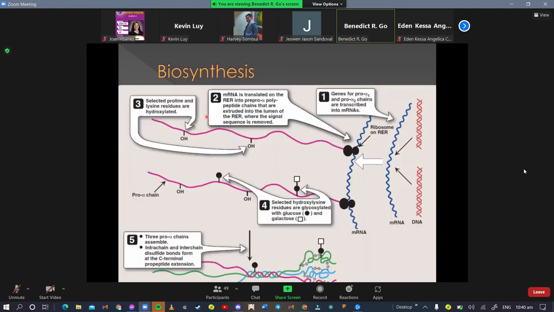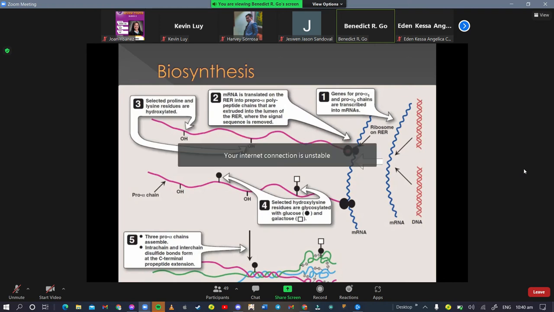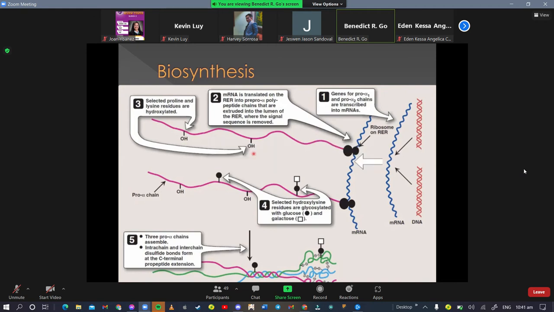Okay. So step 1, transcription, translation, we already know that. And we moved on after the cleavage of your signal sequence to the hydroxylation, which is step 3. I'm going to emphasize that the hydroxylation occurs co-translationally. This is a co-translational modification.